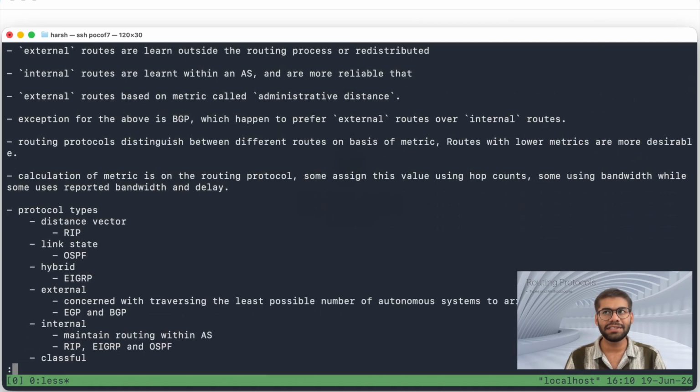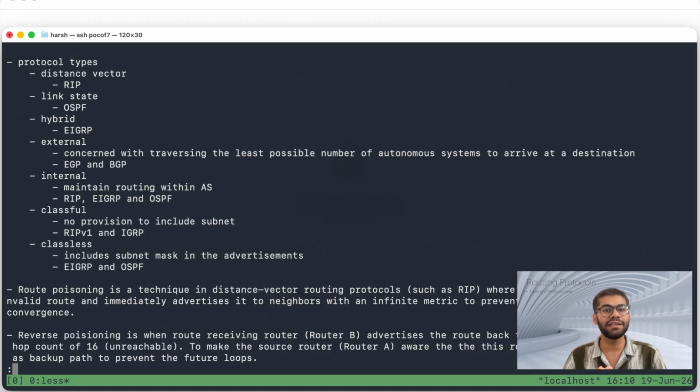So protocol types is basically the kind of behavior they show. First is distance vector. It only talks about the distance. For example, RIP, which stands for Routing Information Protocol, talks about the hop distance, and hop distance is its metric. So we can say the protocol type is defined on the basis of the calculation of metric that it performs, because RIP calculates its metric on hops, so it's a distance vector protocol.